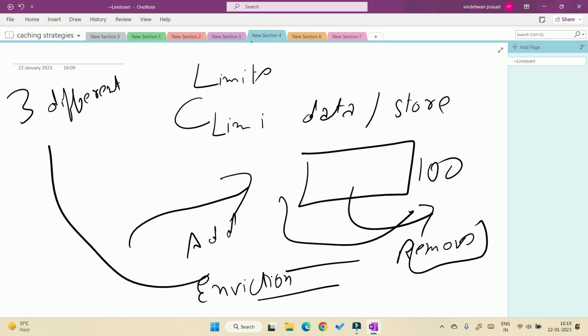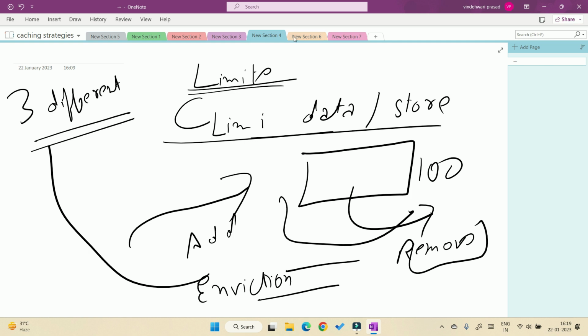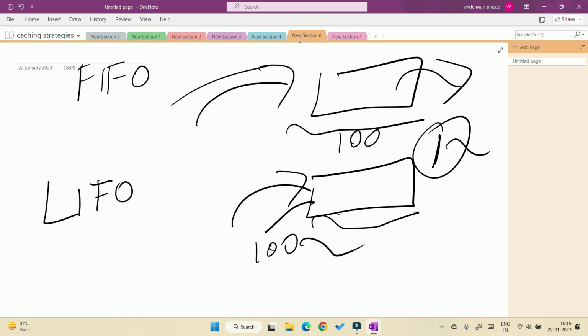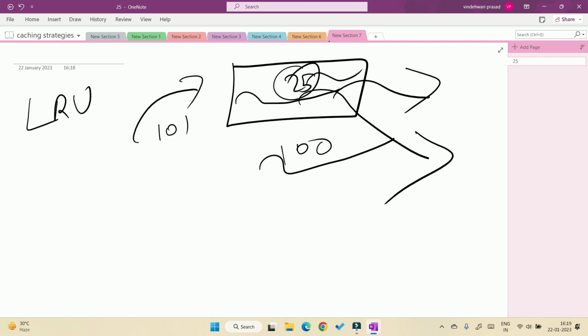Next, as the cache has limited memory, it can store only limited data. So how does it remove the old data? It is removed with the help of three different strategies. FIFO removes the first data. LIFO removes the last data. LRU removes the data which is not mostly used.